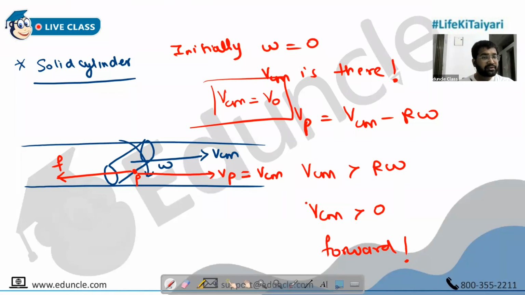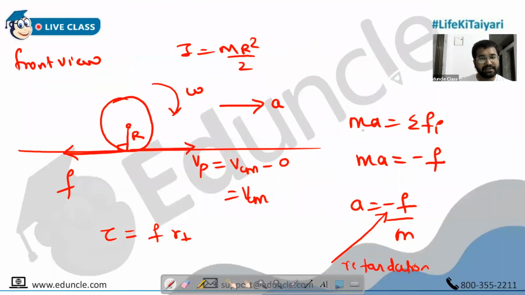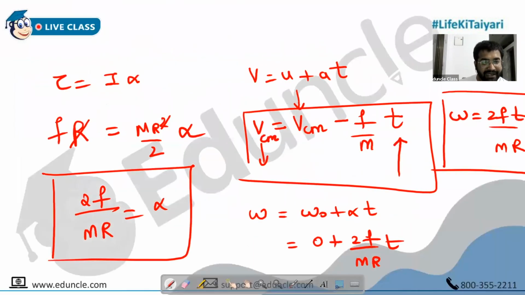And VCM is going to decrease. We know that because friction is going to oppose VCM. I repeat, friction is going to oppose VCM, so VCM will decrease. So this is the final value of VCM, and the initial value of VCM is V0.